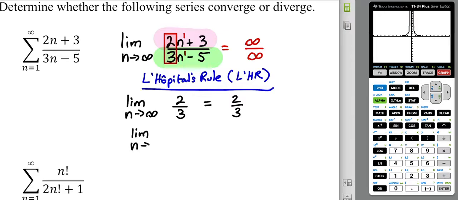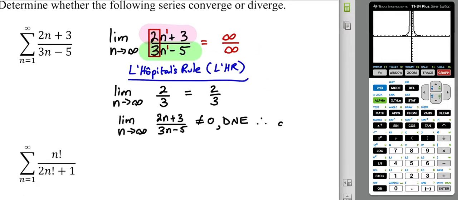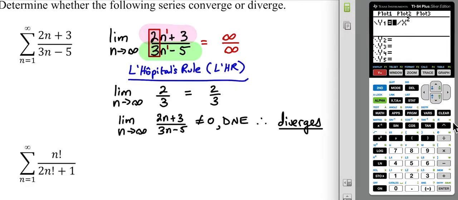So the limit as n approaches infinity of 2n plus 3 over 3n minus 5 is not equal to 0 and not equal to DNE. Therefore, we're looking at a case that diverges. All right, so we have the divergent situation. Now we can verify it. Let's take a look at the picture.